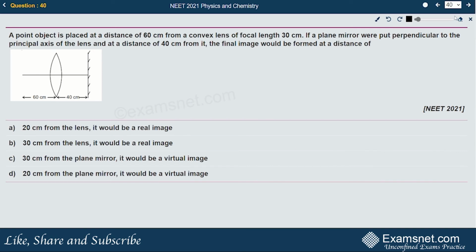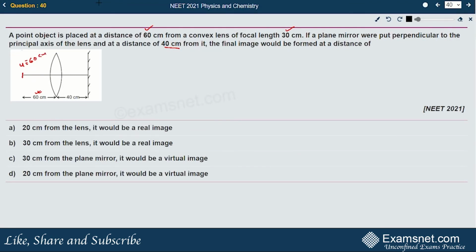Now question number 40 is from the chapter Ray Optics and Optical Instruments, and the question is, a point object is placed at a distance of 60 centimeter from a convex lens of focal length 30 centimeter. If a plane mirror were put perpendicular to the principal axis of the lens and at a distance of 40 centimeter from it, then the final image would be formed at a distance of, okay, so this is the position of the object. Okay, so this is at 60 centimeter from the convex lens, and just remember that the object distance in case of a convex lens is always negative, so u will be equal to minus 60 centimeter.